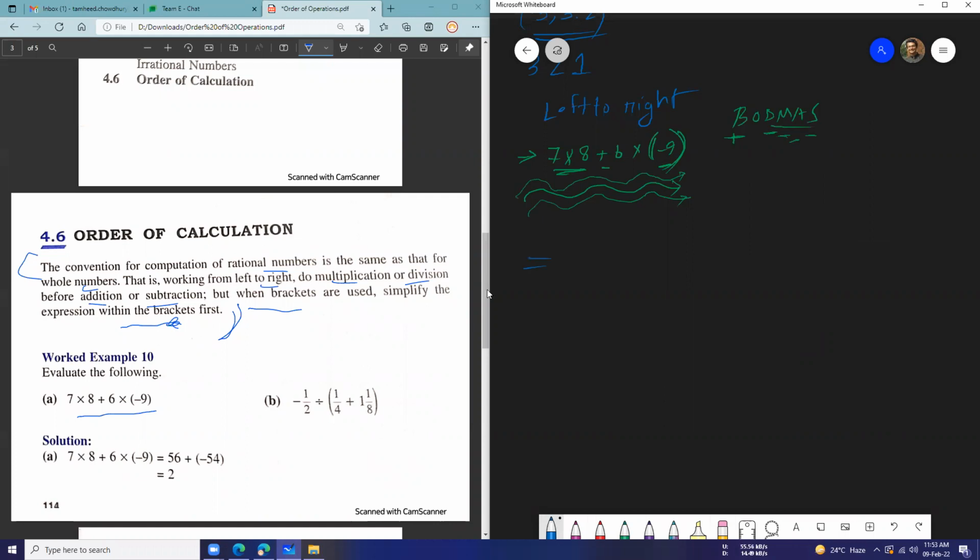So how will you solve it? Like this: 56, 54, 2. Okay, what he did is 7 times 8 is 56 plus 56, then the negative of 9 multiplied with 6 is negative 54.